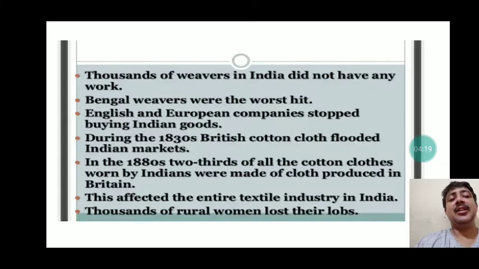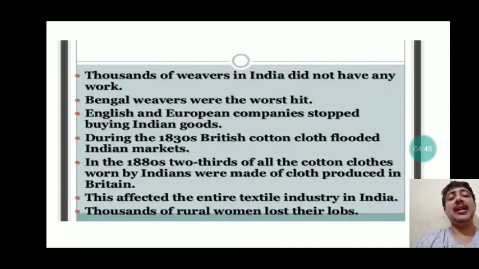During the 1830s, British cotton clothes flooded the Indian market. India became a market for them, and once we were exporting ready-made clothes or textile to other parts of the world, soon we became importers of clothes. We started importing ready-made clothes from Britain. In the 1880s, two-thirds of the cotton clothes worn by Indians were made of clothes produced in Britain. We can understand, we were the exporter country, now we became the importer country of textile.